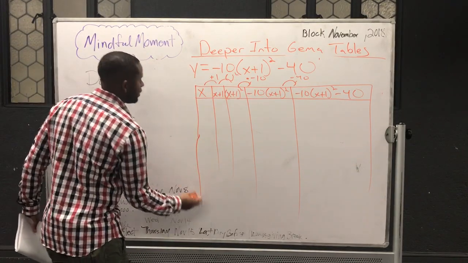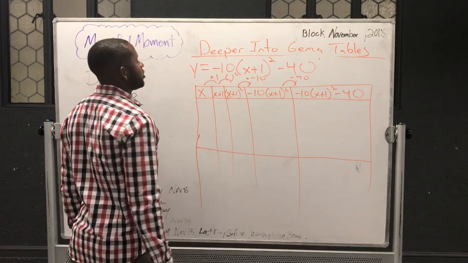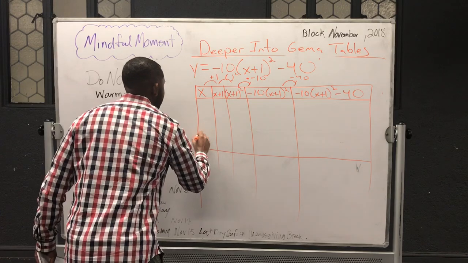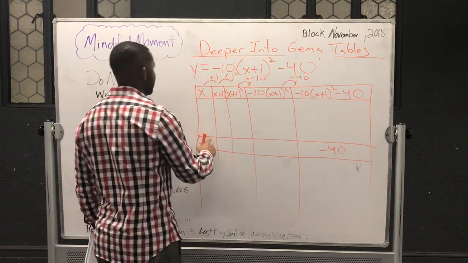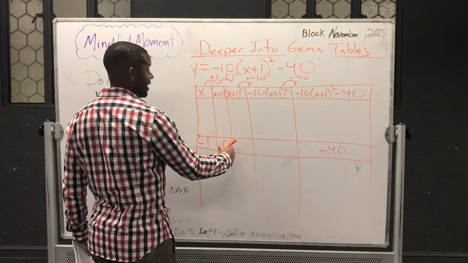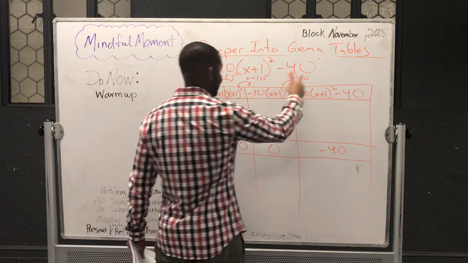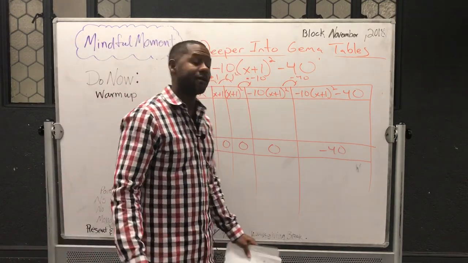Okay, now let's go ahead and get our vertex. So I'm going to do it right down here. You should know that our vertex is, what, negative 1. X is negative 1, y should end up being negative 40. Let's see if that works. Negative 1 plus 1 is 0. Hey, we got those zeros. 0 squared is 0. 0 times negative 10 is 0. 0 minus 40 is negative 40. Cool. I see that row of zeros at the vertex that I was talking about.